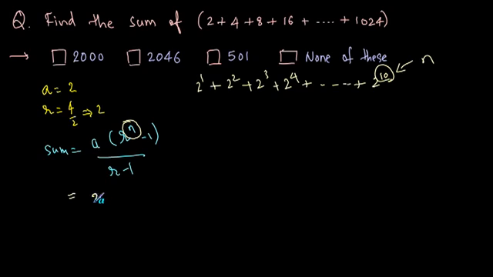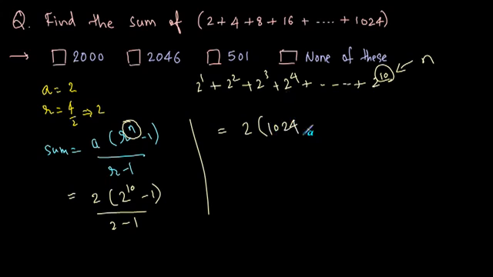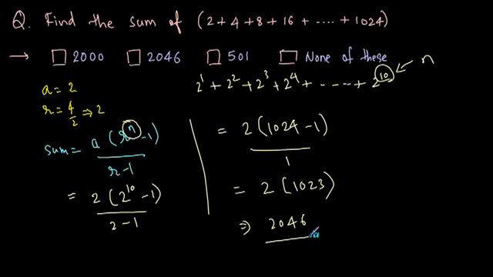So let's solve this. A is 2, r is 2, so 2 into 2 raised to 10 minus 1, divided by, again r is 2, minus 1, which gives us 2 into 2 raised to 10, which is 1024, minus 1, divided by 1. That is 2 into 1023. Now this would get us 2046. So the answer for this question, the correct option is 2046, the second option.